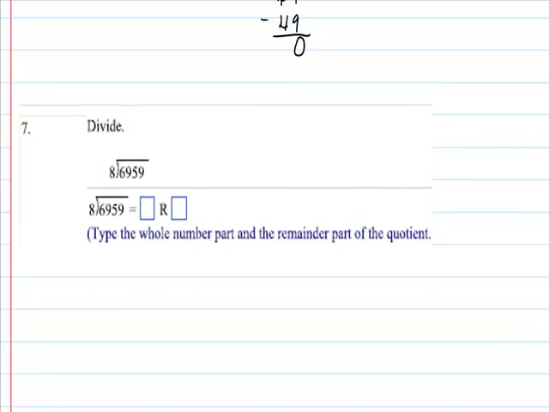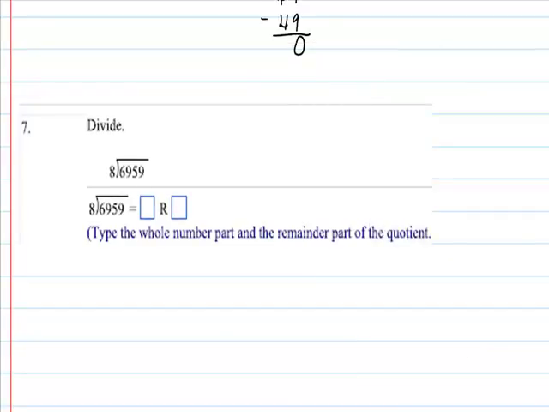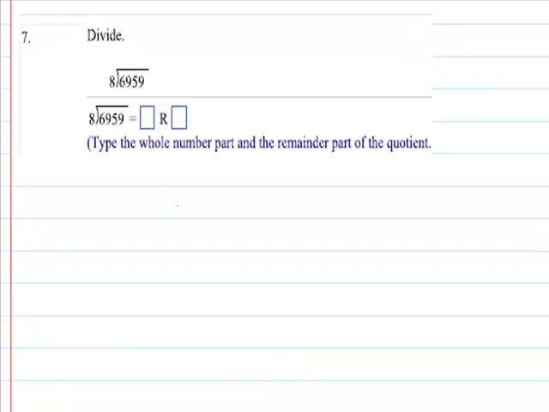All right, let's look at number 7. We're just going to practice our division. Might not be your favorite activity, but we do have to practice. I have 8 into 6,959. Does 8 go into 6? No. So there will be nothing above the 6. But it does go into 69. That means that my answer will be from there over. It will be 3 digits.